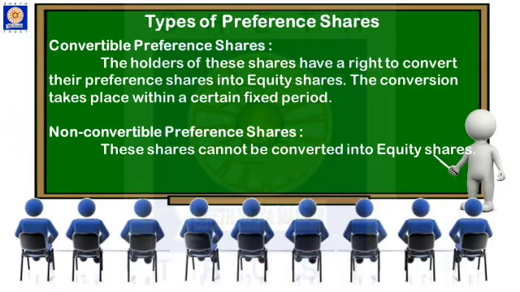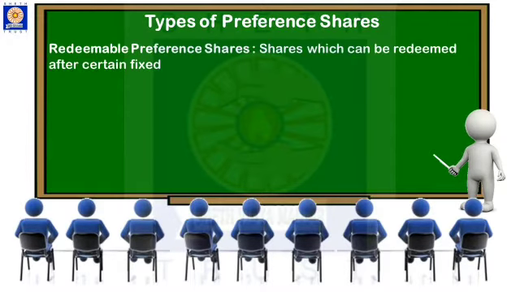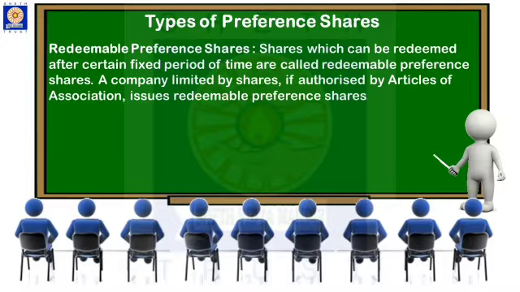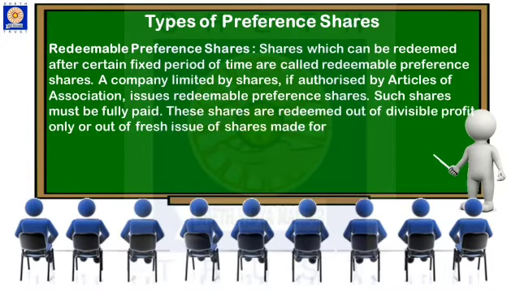Now, our last category is redemption. Students, redemption means to pay back. As we have learned from the features, the nature of preference share capital is not permanent, it is temporary. That means the company has to pay the preference shareholder their capital back. A company cannot keep the amount of preference share lifelong. A company can keep the money of preference share for a maximum period of 20 years.